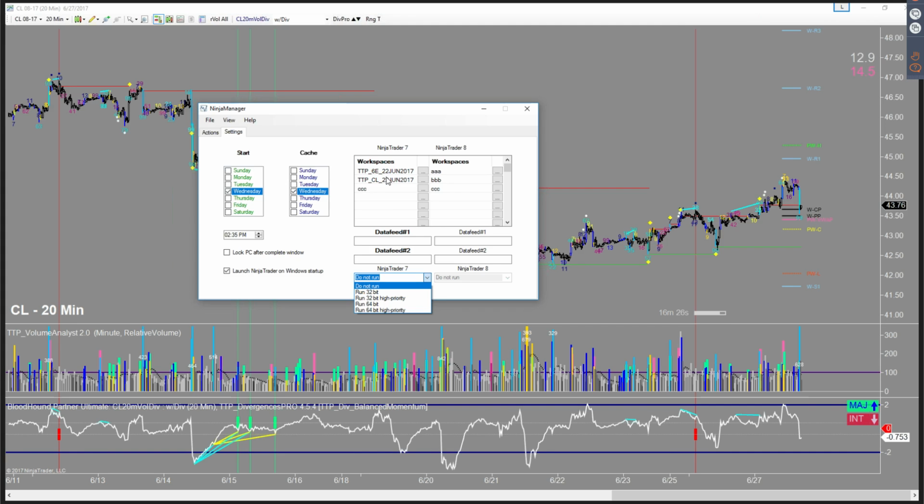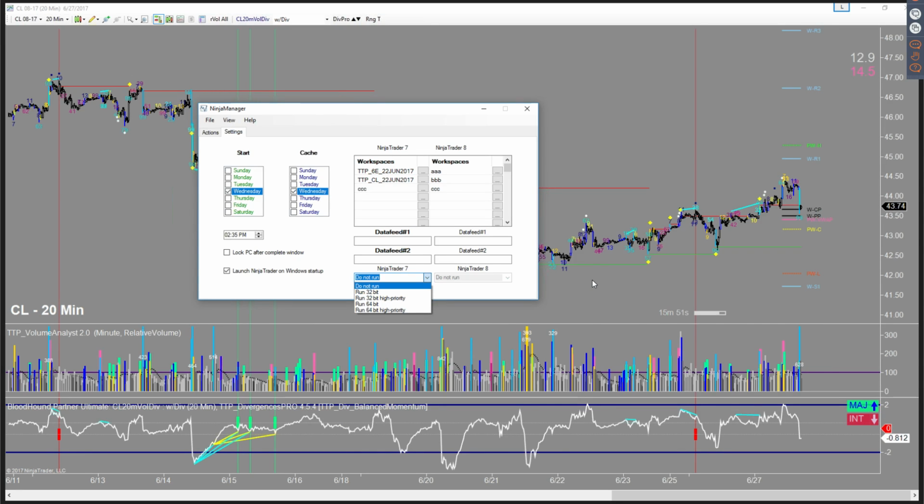So what it's going to do for you is it's going to open up all of these workspaces one at a time. All right, it's going to connect to the data feed first, opening up a blank workspace. So a clean Ninja environment, connect to the data feed, then open up these workspaces one by one, not opening the other until the previous has completely loaded. Okay, so this just ensures against your database getting corrupted.